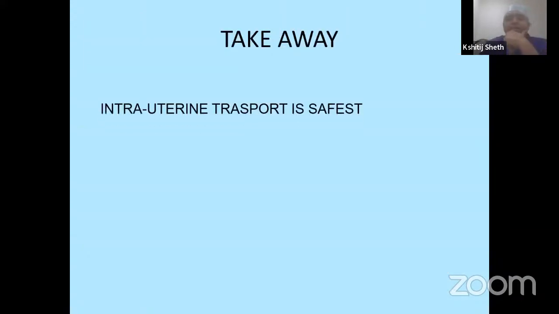So the takeaway is intrauterine transport is the safest. Always shift the mother with the fetus in the womb to a center where the ultimate management is going to take place, rather than delivering a baby outside and then rushing in an ambulance, especially when you have picked up the problem antenatally. So this is very important.